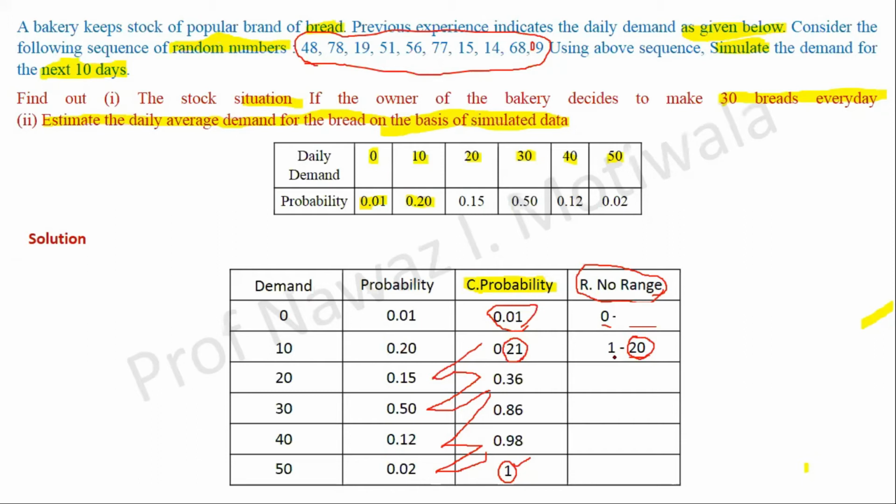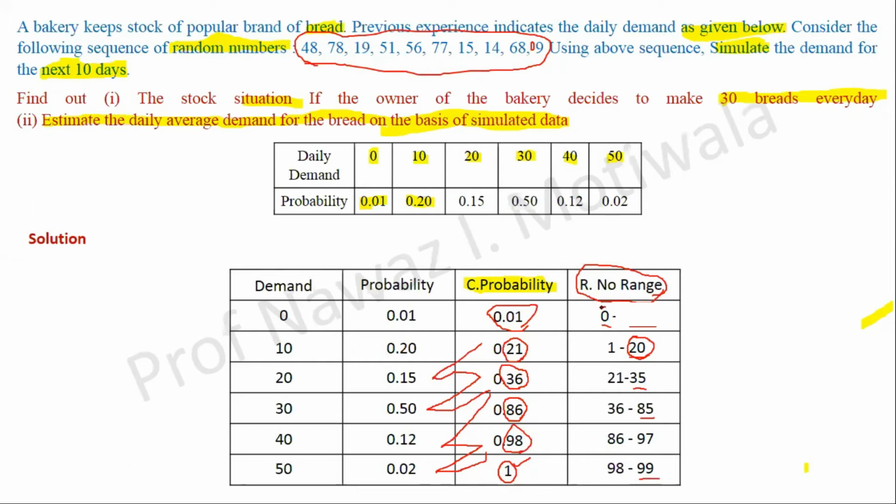Now what will be next? Next will start from 21 and go up to only 35, because here the number is 36. So the next random number range will be 21 to 35. Next will start from 36 and go up to 85, because the number here is 86. So here it will be 85, because if I start from 0, the 85th number will be 86. And next will be 86 to 97, because here it is 98, and lastly it will be 98 to 99.